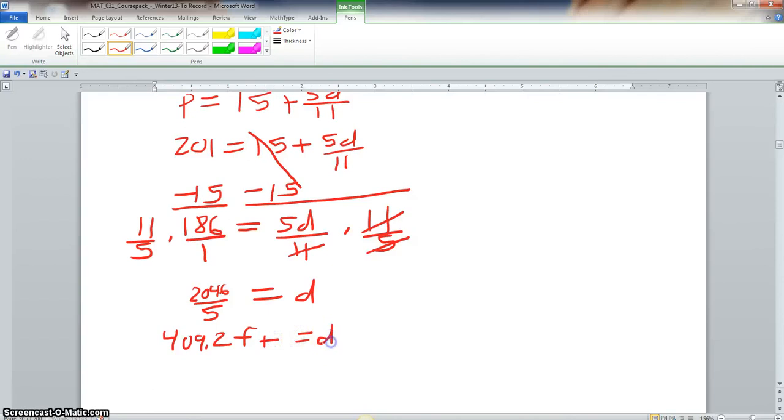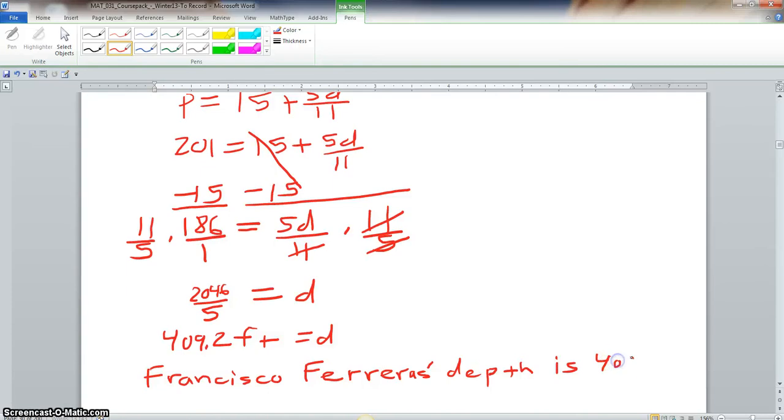is equal to D. So your final answer should be: the depth is 409.2 feet. And that is your final answer.